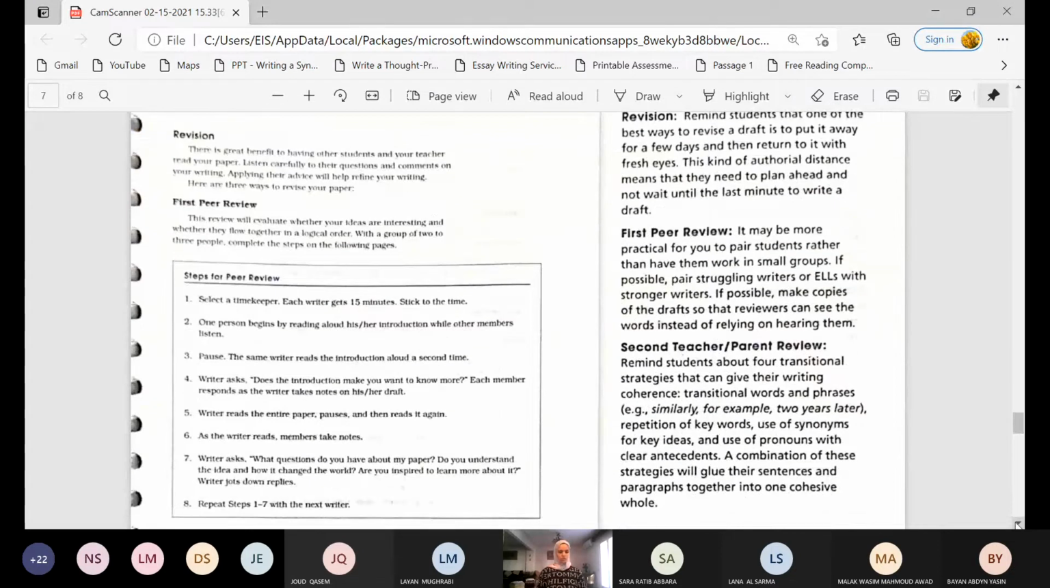The revision part is on page 499 in your literature book, in case you cannot see well on the screen. 499. Are you with me? Yes.